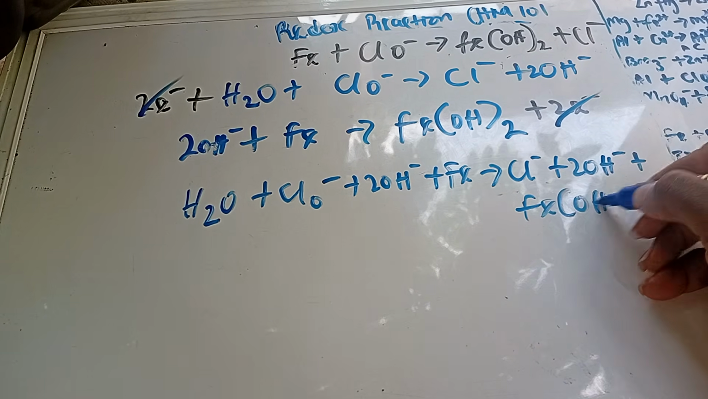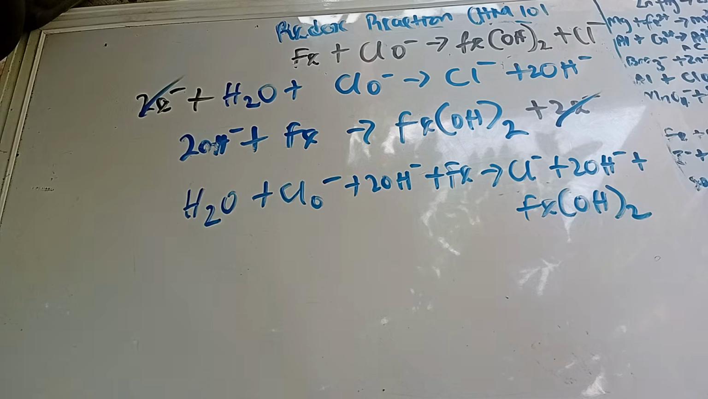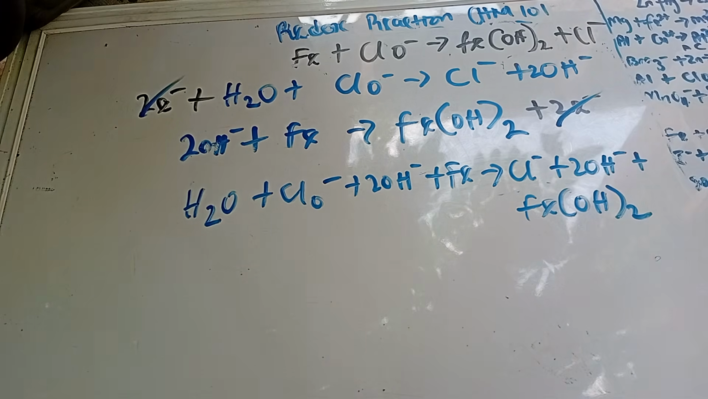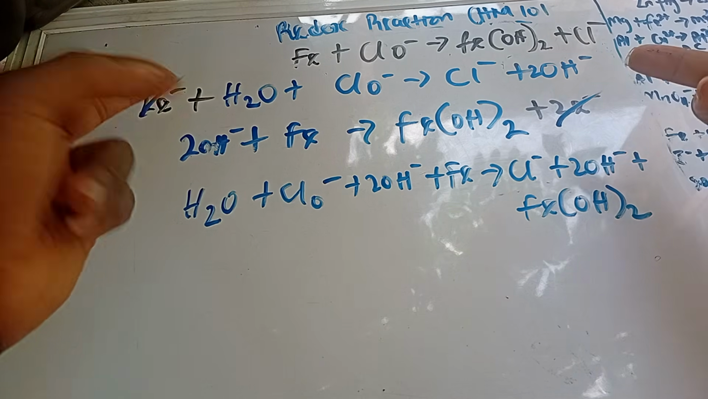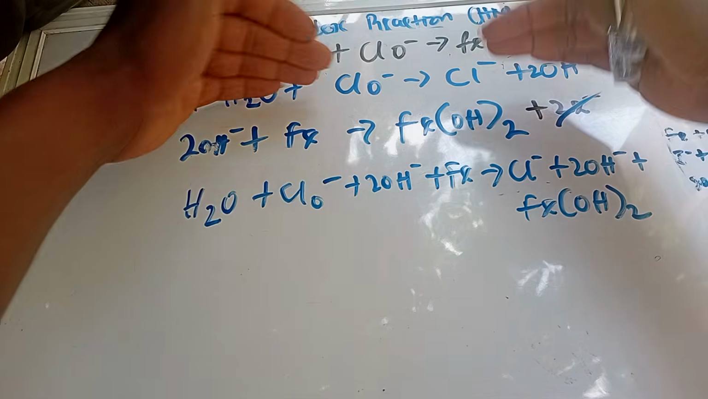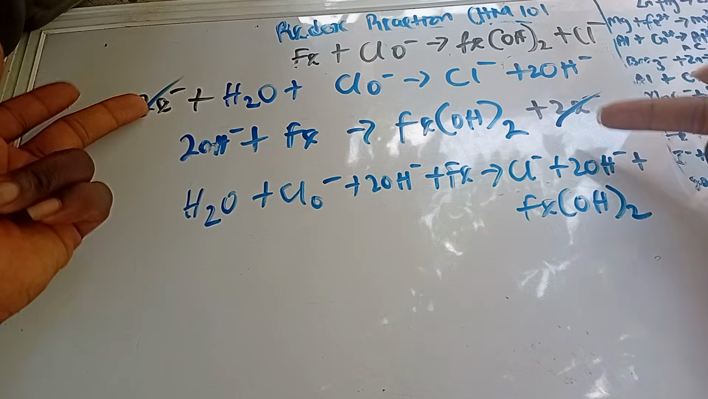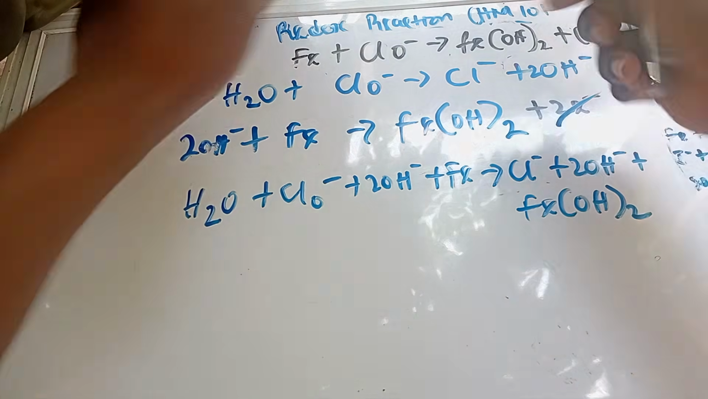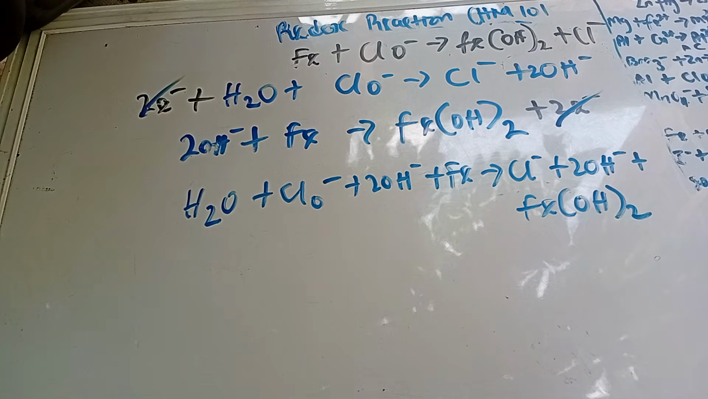Fe(OH)2. Write all the left side and the right side together. Now let's check. If it's not balanced, that means there is a mistake. But since the two sides are equal and they can cancel, that means initially, without checking, they are also balanced.